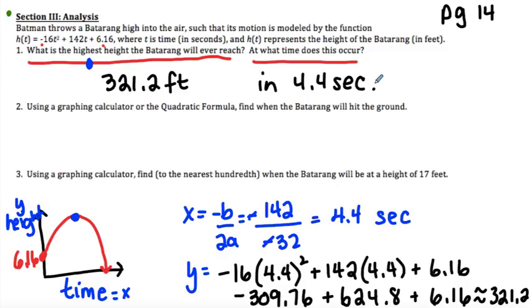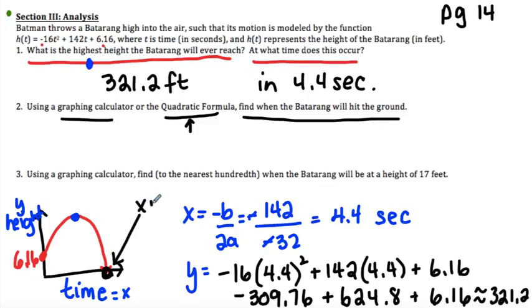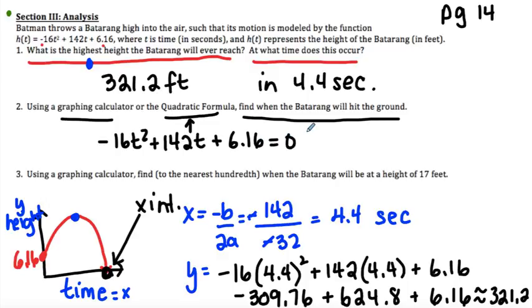Okay. The next one asks me to use a graphing calculator or the quadratic formula. I want you to use the quadratic formula to find when the Batarang will hit the ground. Remember, when we hit the ground, we're looking for the x-intercept. So we are setting the equation equal to 0, because that's what the height would be. The height would be 0. And we're solving by using the quadratic formula. So I do not have my calculator here. I want you to try to use the quadratic formula on that one. And the answer is online.